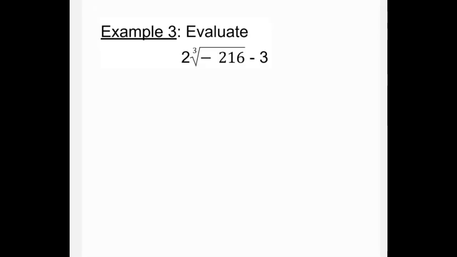Example 3, we're going to evaluate this equation right here. This is 2 times the cube root of negative 216 minus 3. Anytime we evaluate, we want to do order of operations. So we're going to write our order of operations here. We have parentheses, which is going to be similar to all of this right here. So let's work on that 216 and create our division ladder for that.